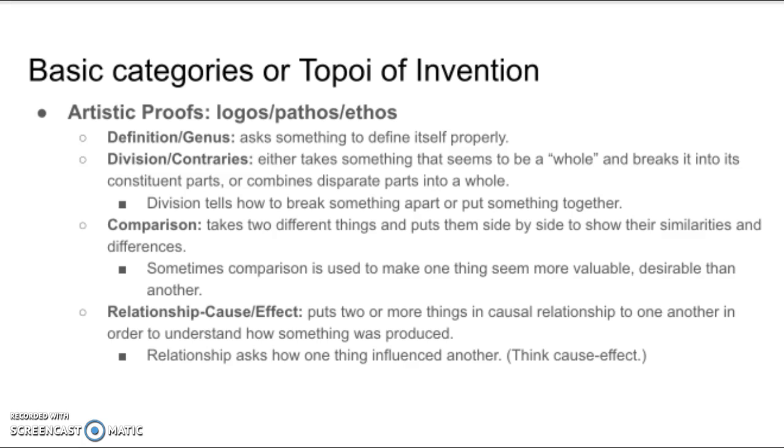Let's look a little more in depth at the artistic proofs. Again, this is the method in which we are using those rhetorical appeals of logos, pathos, and ethos. And there are several different types of artistic proofs. The first kind is called definition, or sometimes its more formal name is genus. And it asks something to define itself properly.